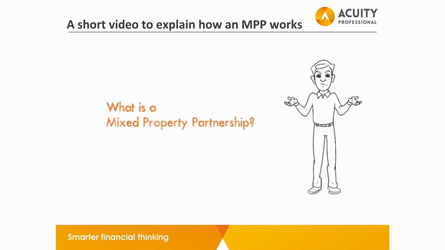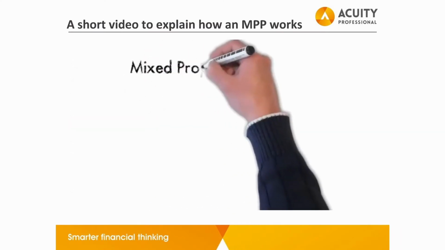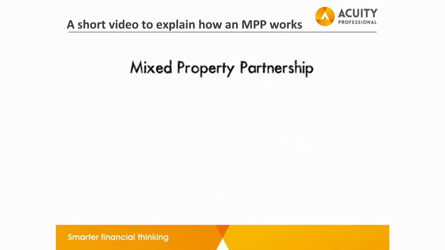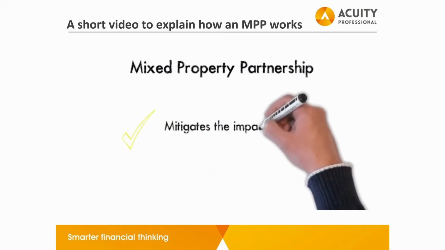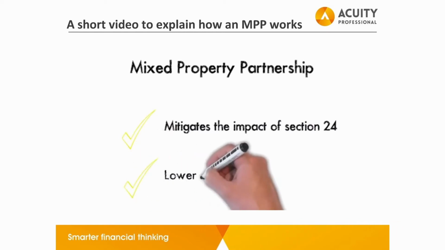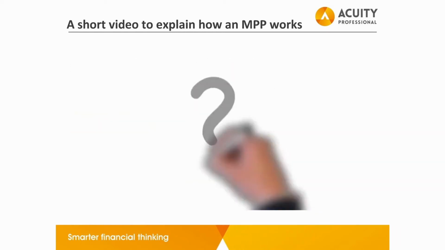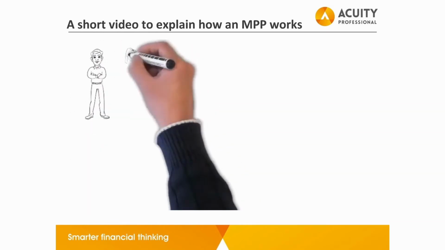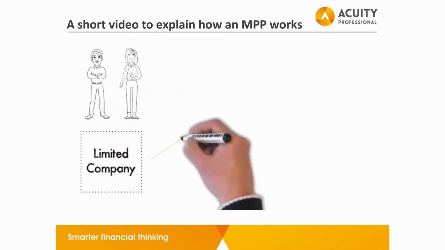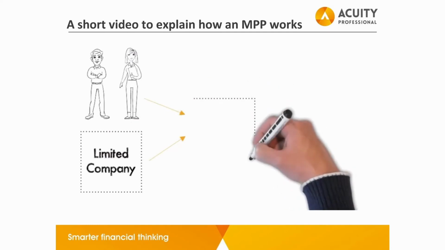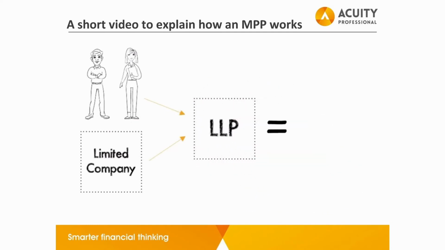What is a mixed property partnership? Our mixed property partnership is a unique commercial offering which utilises an LLP to mitigate the impact of Section 24 without the costs of transferring your property portfolio to a limited company. How does it work? The approach involves you and a limited company, also owned by you, forming an LLP, thereby creating a mixed property partnership, an MPP.